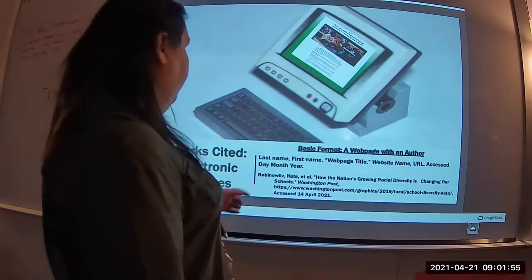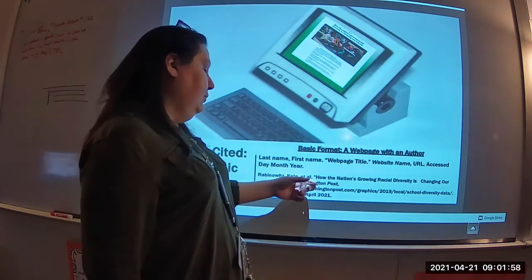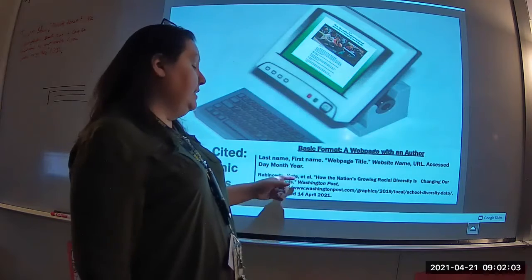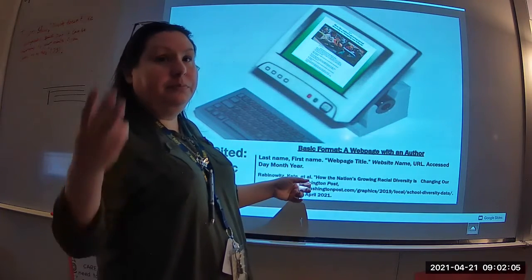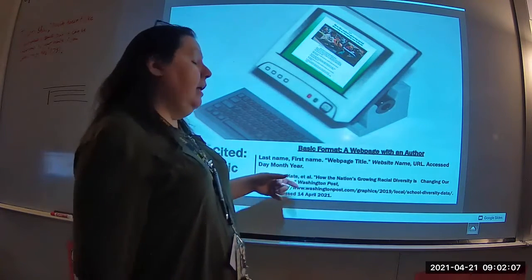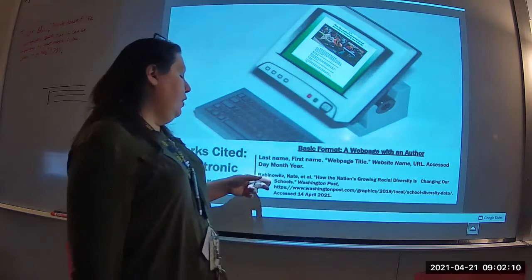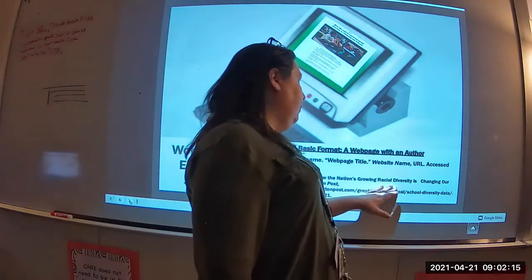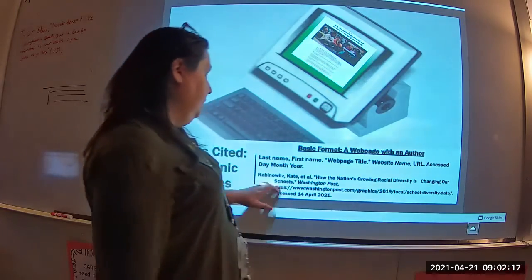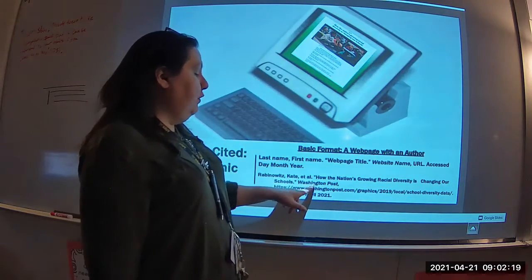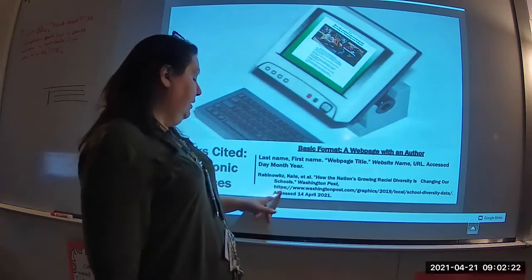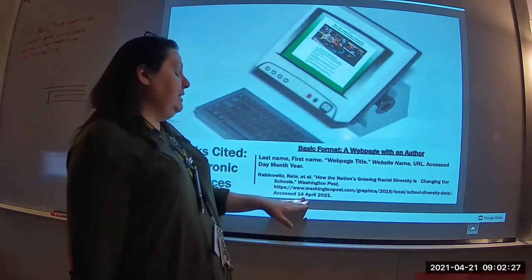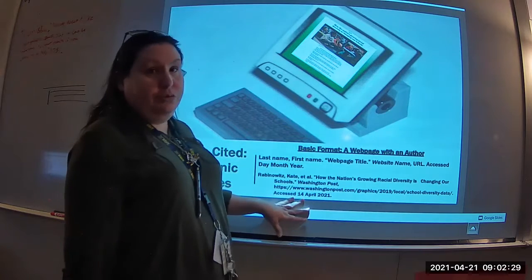So for me, I looked up Roberts K et al., which meant that there's at least how many authors? If it has et al., what's the minimum? Three. Et al. is three or more, remember? So Roberts K et al., the website is How the Nation's Growing Racial Diversity is Changing Our Schools, period. And then that's from the Washington Post, comma, and then here's the URL. And then I accessed it on April 14th, 2021.